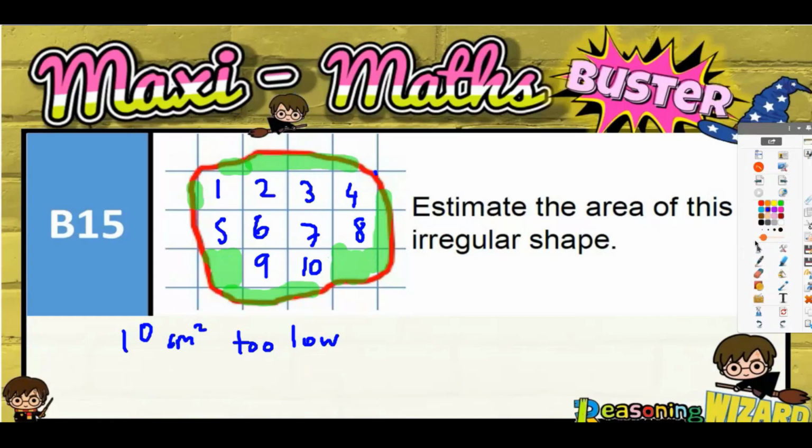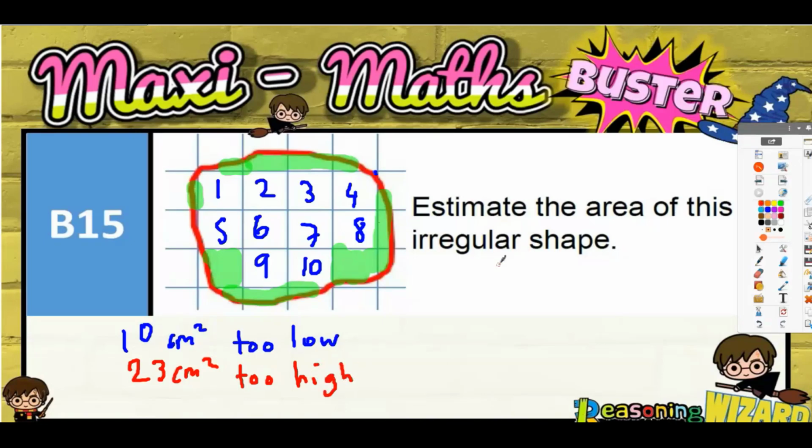And also what you can't do is just count those extra bits. Every tiny bit is a whole square, because that will make it too high. So you can't just go, well, that's 11, 12, 13, 14, 15, 16, 17, 18, 19, 20, 21, 22, 23, because that means you're counting little tiny bits as whole squares. So 23 is going to be way too high. Let's just make a note of that. 10's too low. 23 is too high. So the real answer is going to be somewhere between 10 and 23.